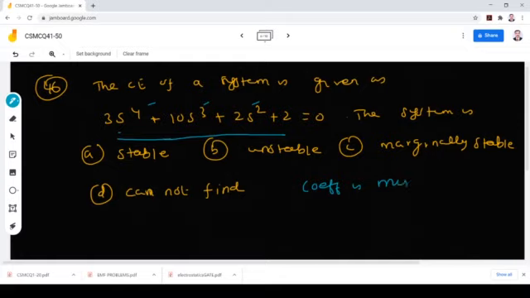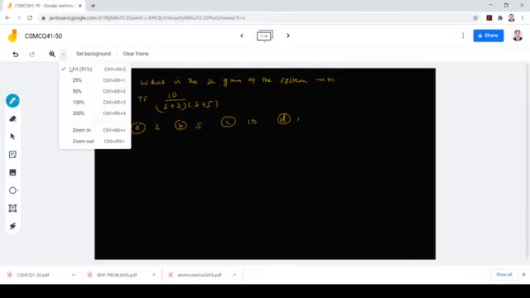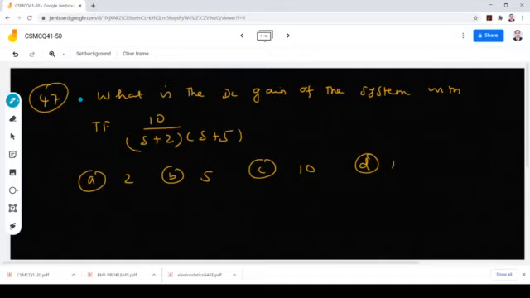If a coefficient is missing, then it is an unstable system. So the answer is directly we can write unstable system. No need to do anything. Okay. Next one.